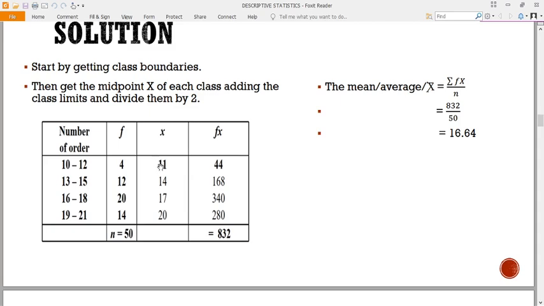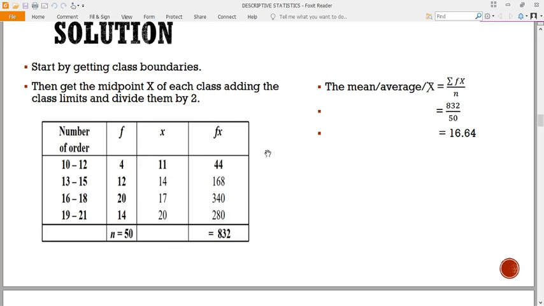So to get x for the first limit, or to get the midpoint of the first limit, we shall add 10 to 12. That will give us 22. 22 divided by 2, we get 11. For the next boundary, we shall have 13 plus 15, which is 28. 28 divided by 2 gives us 14. 16 plus 18 is 34. 34 divided by 2, we get 17. 19 plus 21 is 40. 40 divided by 2 gives us 20. So these are the midpoints.